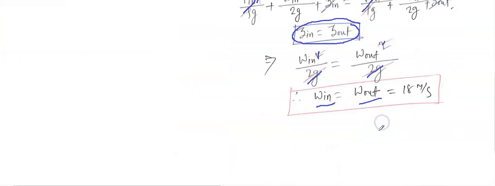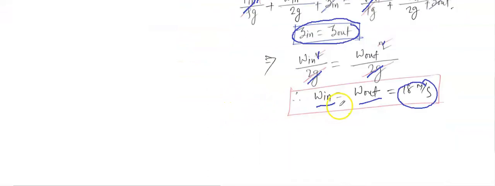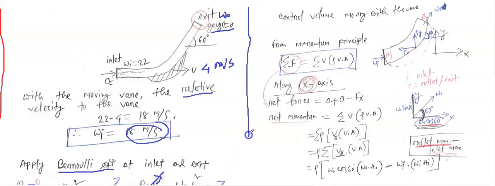So we can say that's the velocity at W in and W out. We got it from the Bernoulli equations. We applied Bernoulli equations at this inlet and this outlet. So now we found that W in, W out, this is 18. Once we know this, you can see our ultimate target is to calculate the velocity magnitude and the directions. We actually want to calculate the force.